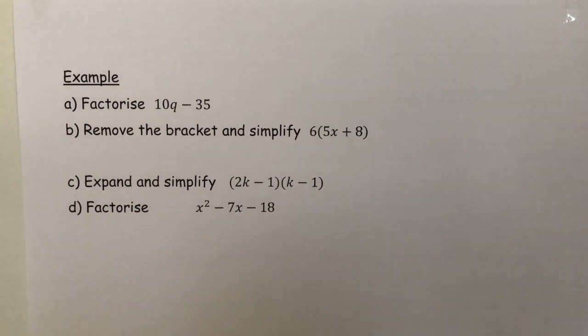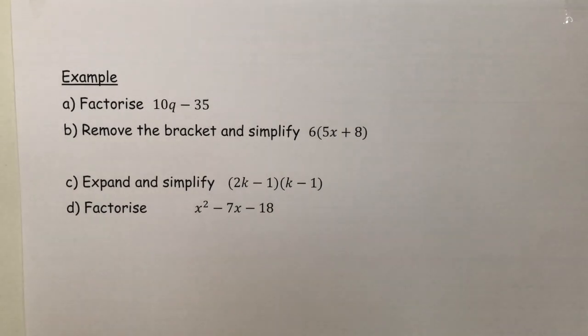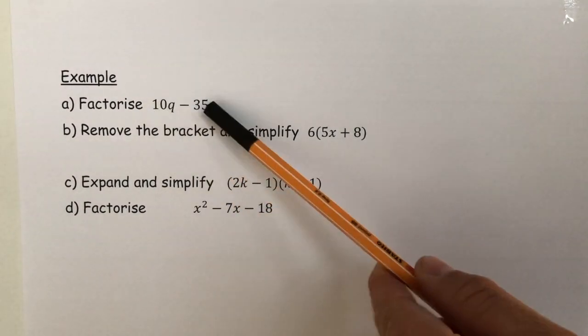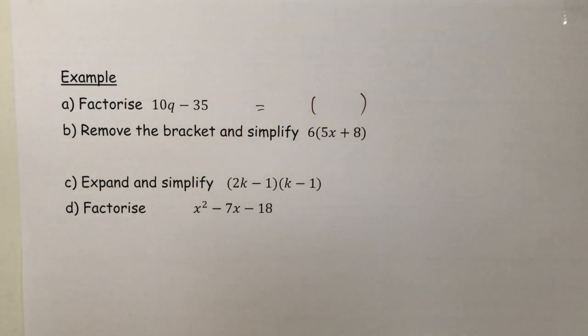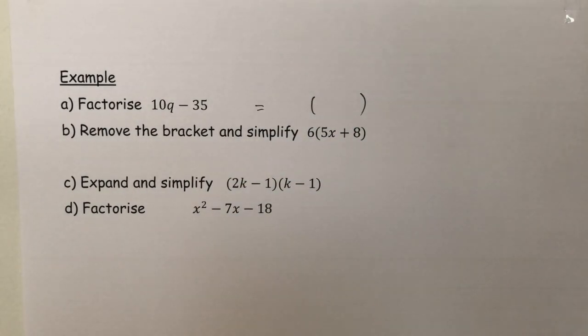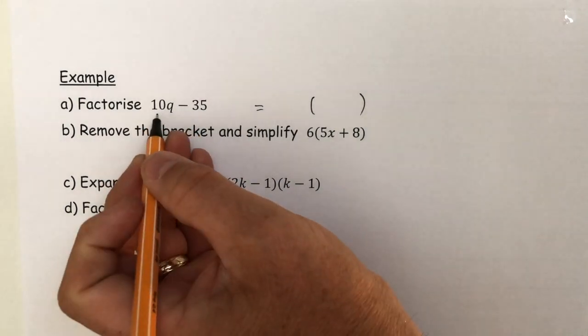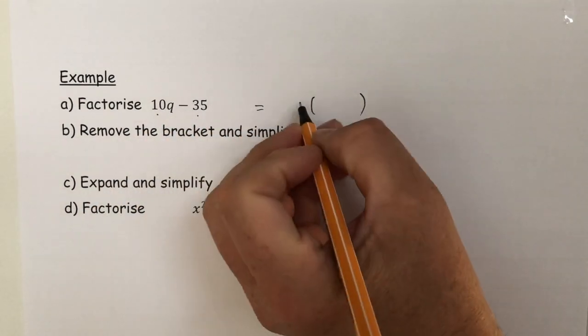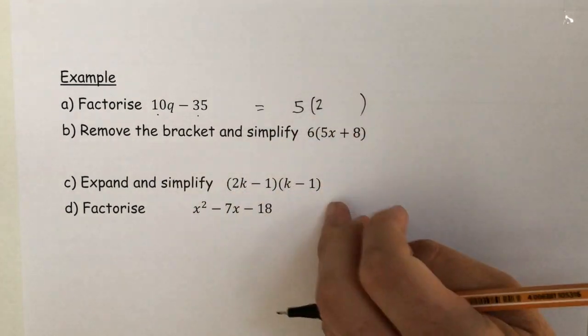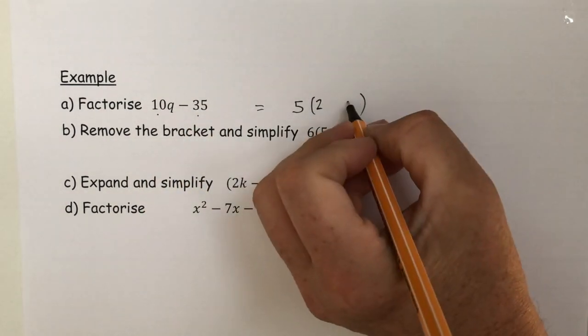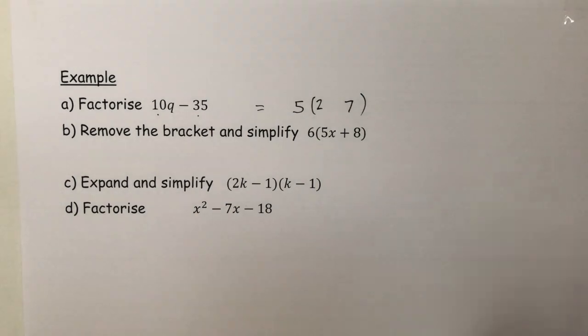Here we have a selection of factorisation and removal of brackets. In the case of this first one, the factorisation involves just one bracket where we take out a common factor. Now that common factor here is 5 because 5 goes into both of those numbers. Now 5 goes into 10 twice and 5 goes into 35 7 times.